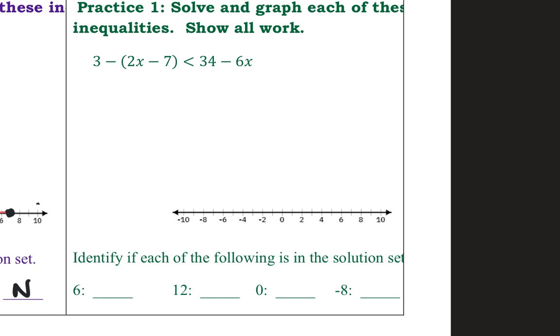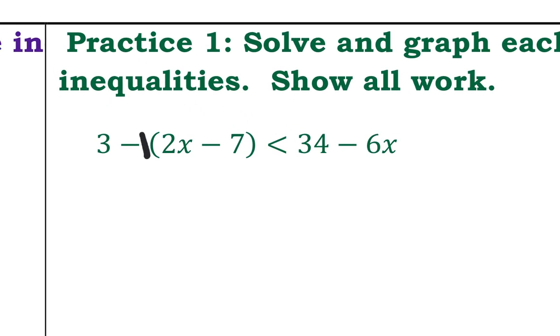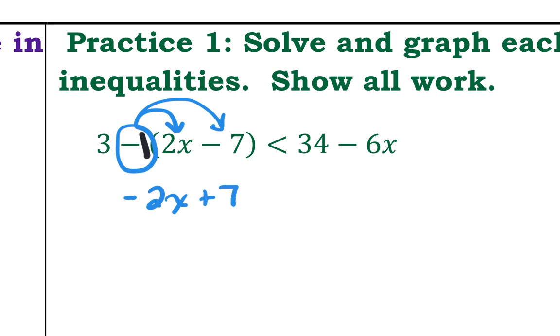So in front of the parentheses, there's a negative. So technically, there's a negative what there? A negative 1. So we have the negative 1 right in front, so we should be multiplying the negative 1 first. The negative 1 times 2 is negative 2x. Negative 1 times negative 7 is positive 7. And then don't forget the 3 in front. Make sure that 3 gets brought down in the front. We have our sign, 34 minus 6x.